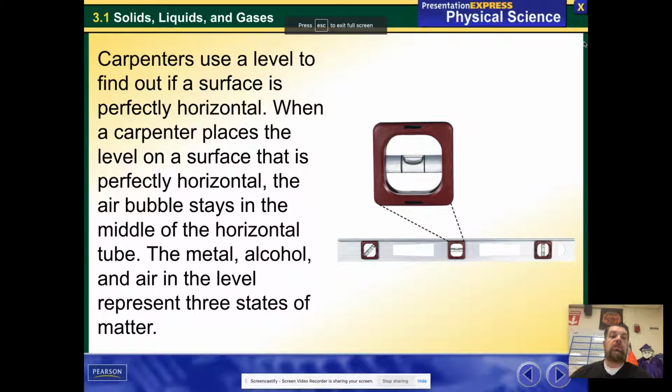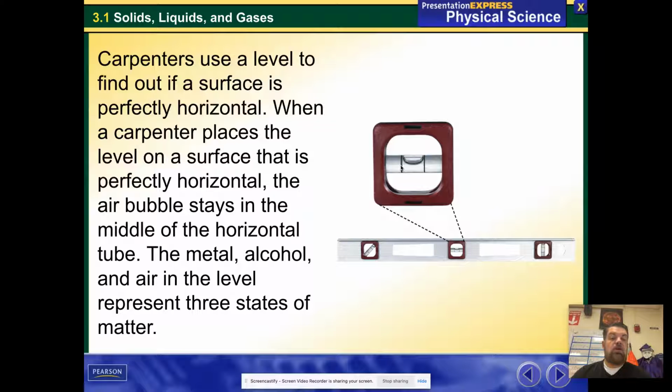All right, so carpenters use a level to find out if a surface is perfectly horizontal. When a carpenter places the level on a surface that is perfectly horizontal, the air bubble stays in the middle. So it kind of looks like this. See this here? It stays in the middle of the horizontal tube.